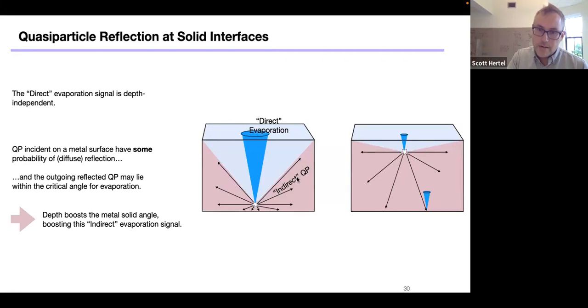They propagate away from the recoil site, and when they reach a metal surface, our hypothesis is that they are reflecting diffusively at a random angle, and they have some chance then of ending up within the critical angle to reach the liquid surface and cause evaporation. So again, the deeper you are, the larger this incident-on-metal indirect population is.